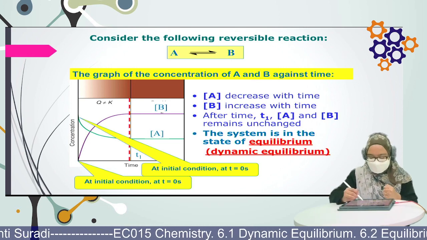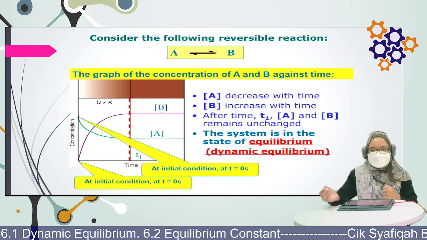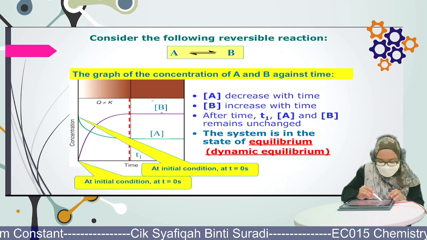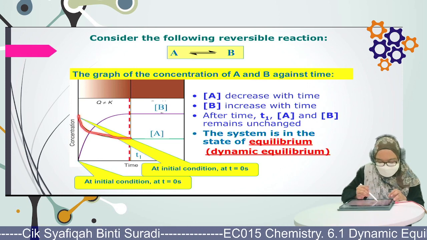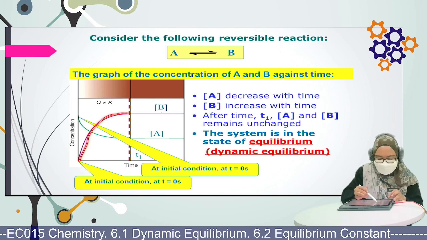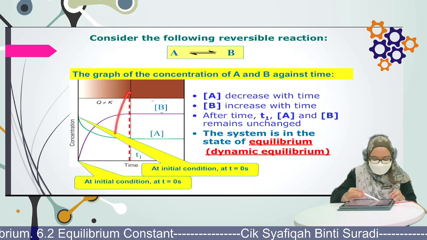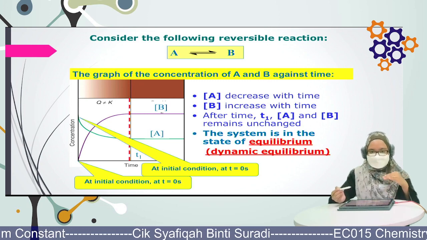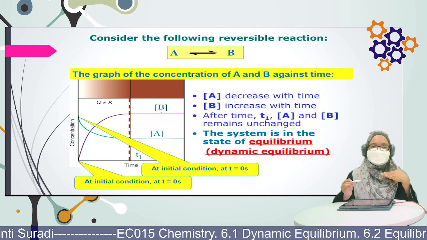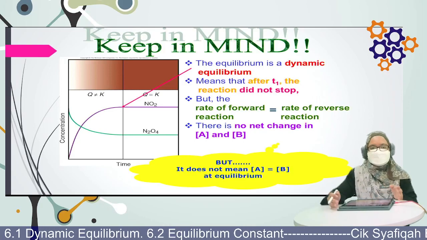But after time T1, at the red line here, the concentration of A and the concentration of B remain unchanged. Reactant A decreases, and then at T1 it remains constant. The same goes for product B: it increases over time, but at time T1 it becomes constant. We call this point the state of dynamic equilibrium. So at T1 here, the reaction has already achieved dynamic equilibrium. Alright, this is just a reminder.